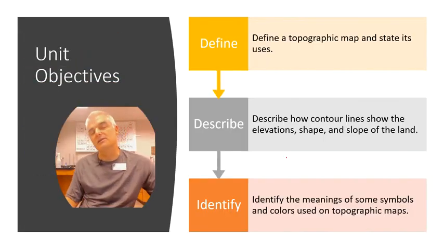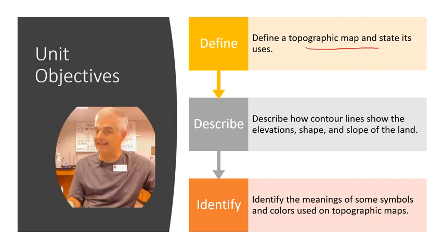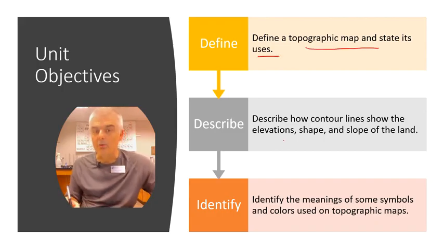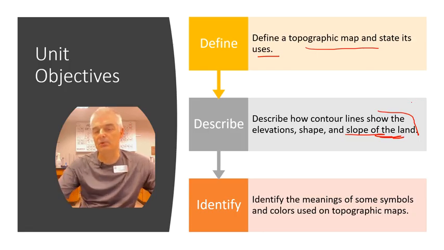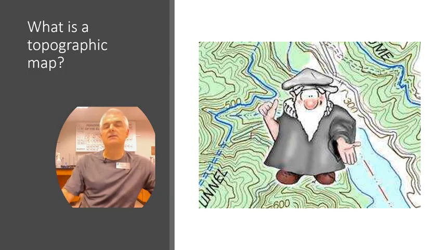Hey, in this unit, we're going to learn about three big things. We're going to define what a topographic map is and what it's used for. We're going to describe how contour lines show the elevation, shape, and slope of the land. More on that later. And identify the meanings of some of the symbols and the colors used in topographic maps.